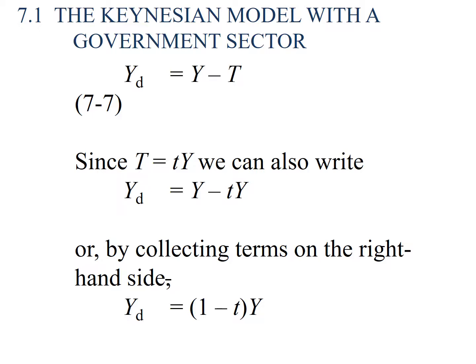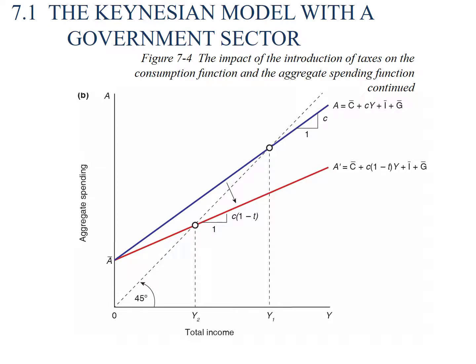This equation simply reflects that disposable income is equal to a fraction of total income. The introduction of taxes into our simple Keynesian model will change the slope of the curve, as it makes the multiplier effect quite smaller as compared to the multiplier effect that we would have if we had a simple model of households and firms. To illustrate that, let's use figure 7.4.